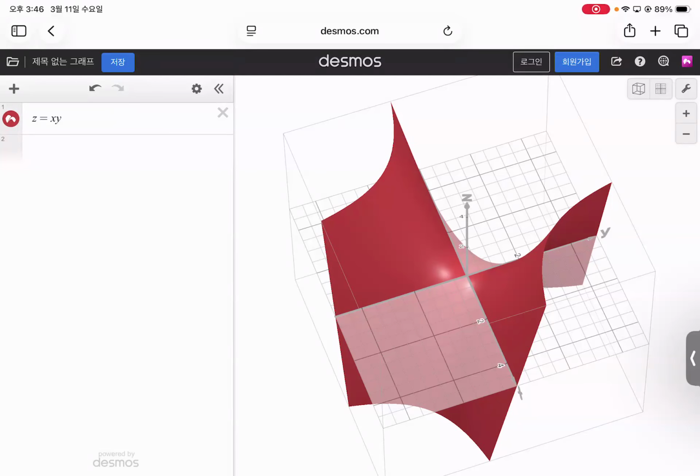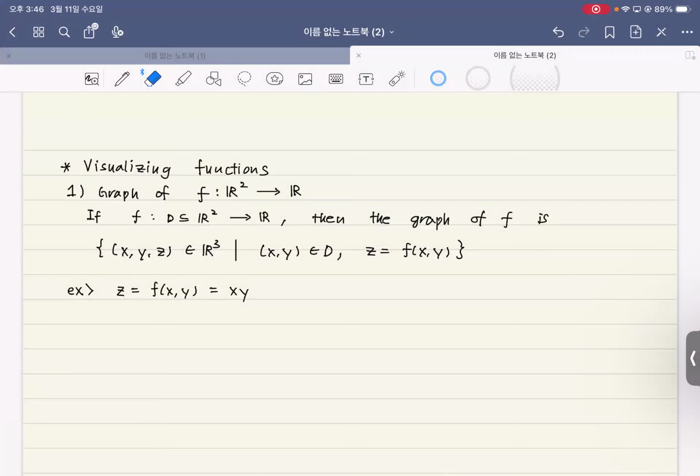Usually the graph of a function from R2 to R represents some sort of surface, a two-dimensional surface embedded in R3. Okay, great. This is one way to visualize your function. But we can actually do even more than this. There is another way to visualize your functions. That is a level set.